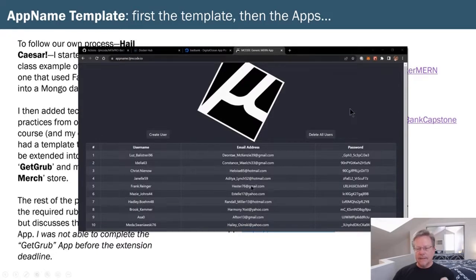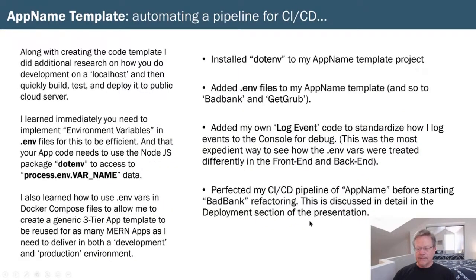This is what the template looks like when it's running. I just took one of the class examples and I turned it into something that I could work with. So that app template has a completely automated CI/CD pipeline behind it as well. And in the process of doing that, I found out I needed to learn how to use environment variables and env files. It's something that I'm sure we touched on in the class, but I didn't grasp the meaning of it or the importance of it.